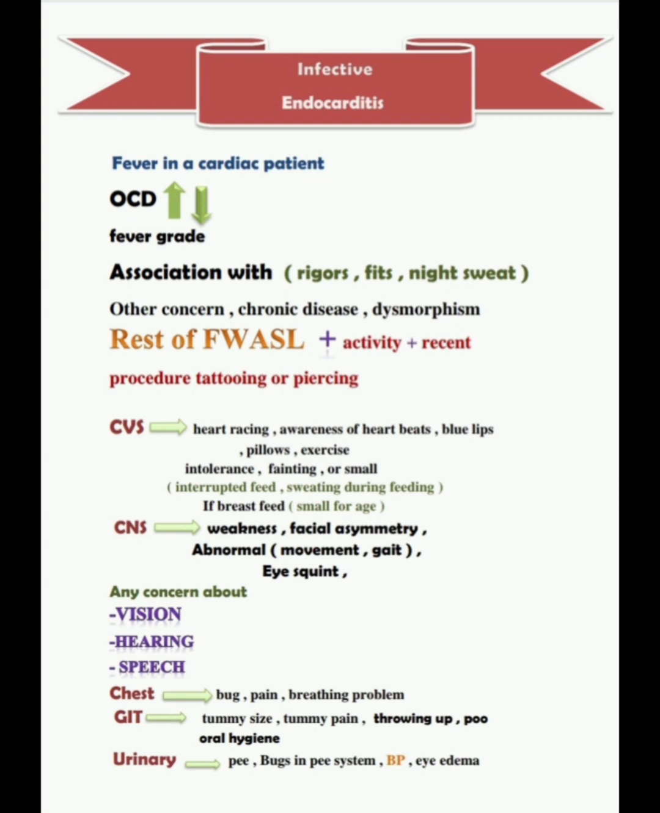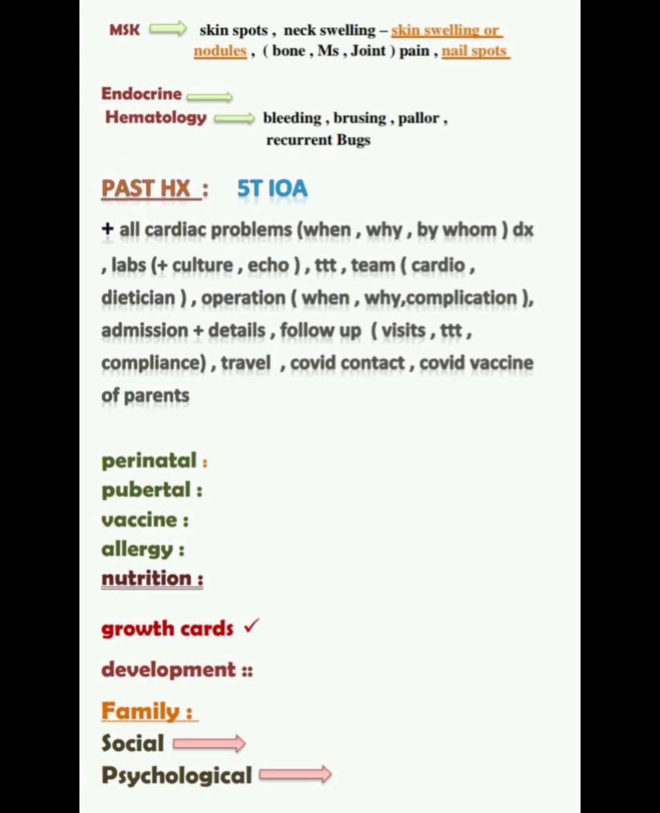From the chest, we ask about any cough, pain, breathing problem. GIT, we ask tummy size, tummy pain, throwing up, poo, oral hygiene. UTI infection can be developed. Then urinary, we ask about pee, bugs in pee system, blood pressure, eye edema. Blood pressure is a red flag, we ask it. Musculoskeletal system, we ask any skin spots, neck swelling, skin swelling or nodules, bone, joint pain, nail spots.